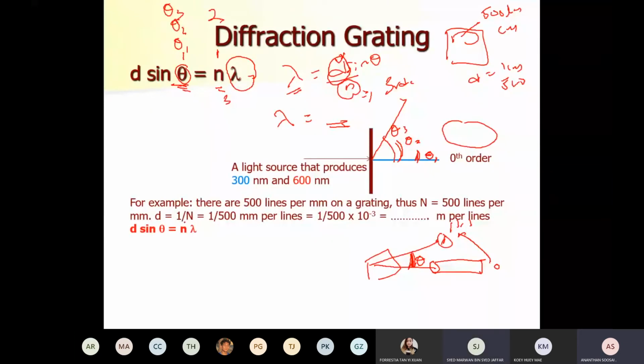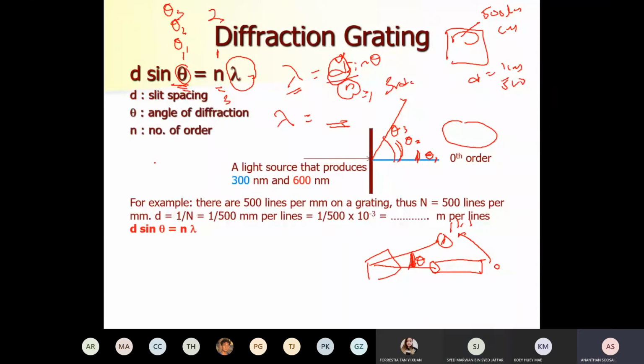So I go back here. d is the spacing, theta is the angle of diffraction, n is the number of orders, and lambda is the wavelength of light.